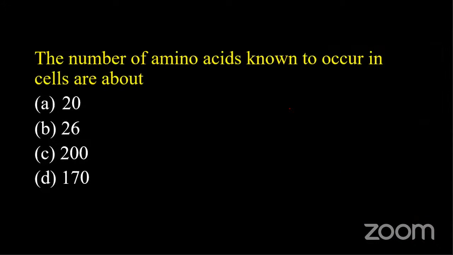How many amino acids occur in cells? 20, 26, 200, or 170. I'm just launching the poll. I don't think anyone needs the time. This is one of the dead easy questions. I think this question is in the module.